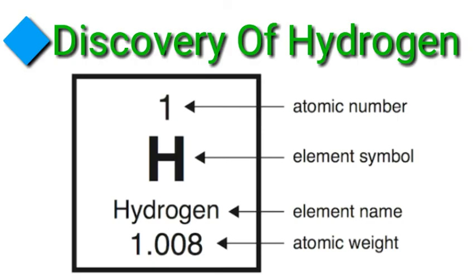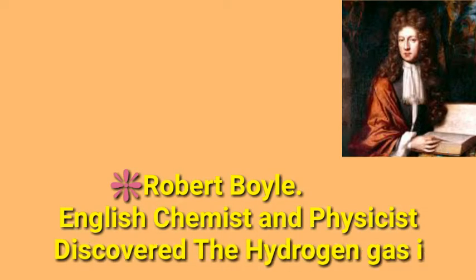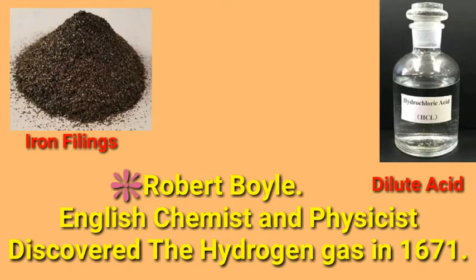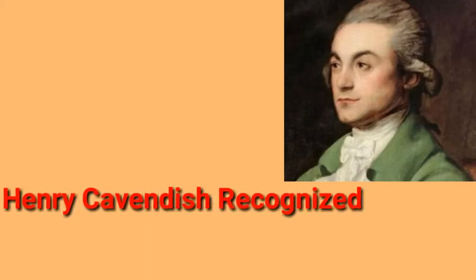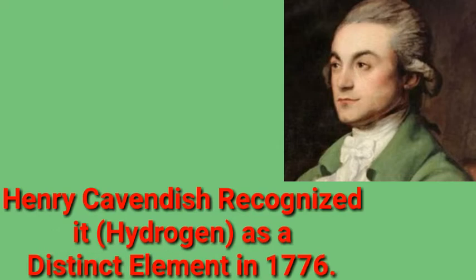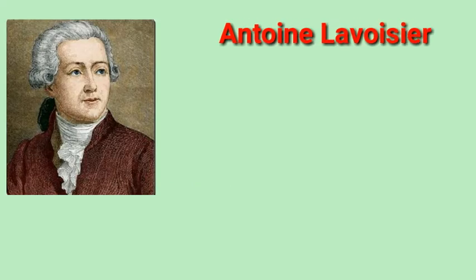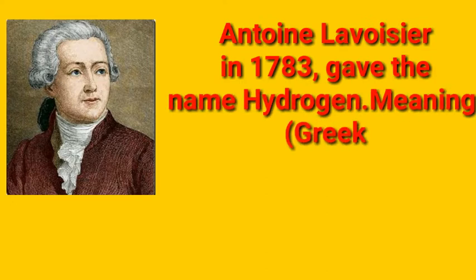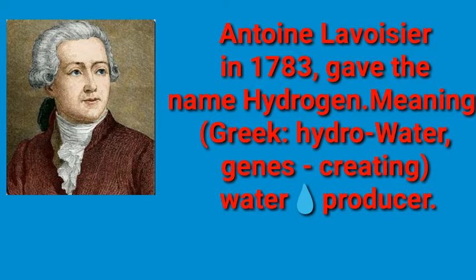Now we are going to discuss the discovery of hydrogen. Okay, so first Robert Boyle in 1671 discovered it while performing an experiment between iron filings and dilute acid. Henry Cavendish in 1776 recognized it as a distinct element, and another scientist, Antoine Lavoisier, in 1783 gave the name hydrogen, meaning in the Greek words hydro means water, genes means creating, that means the water producer. Right, students?